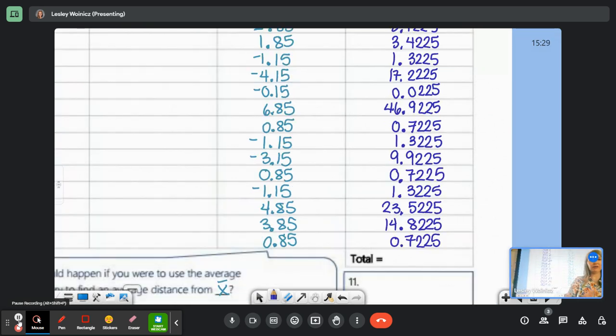So we've got them all written down, all of our squared deviations. What do you think we're supposed to do now? Yeah, we're going to add them all up. So we're going to add up all of them. Go ahead and add those all up in your calculator. I'm not going to write it down. You're going to have to do it. Sorry, not sorry.